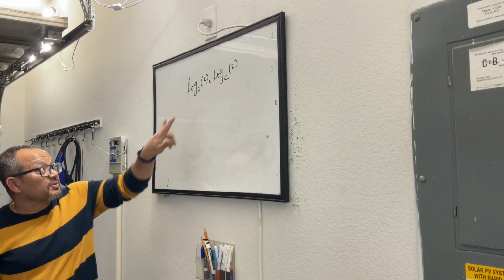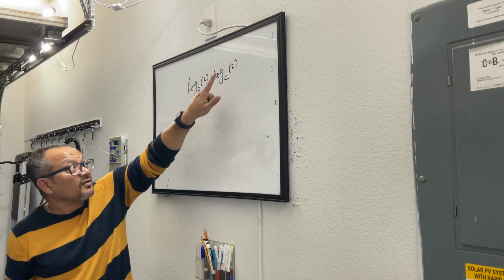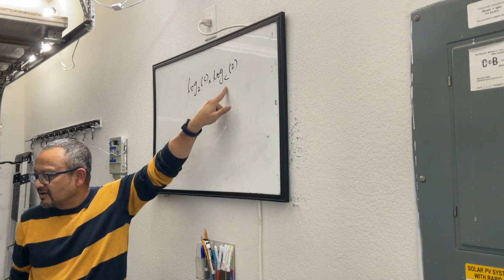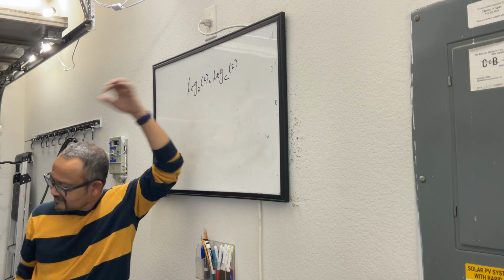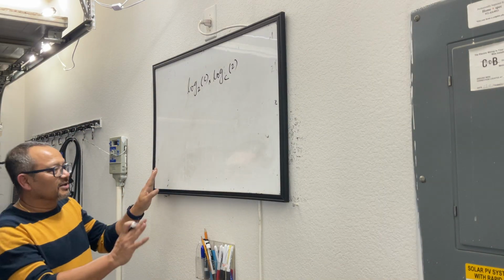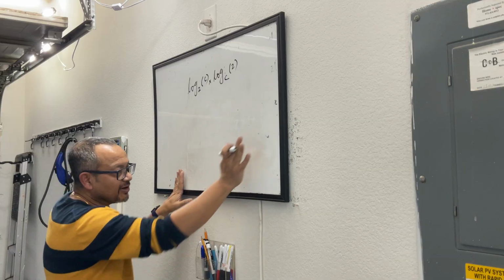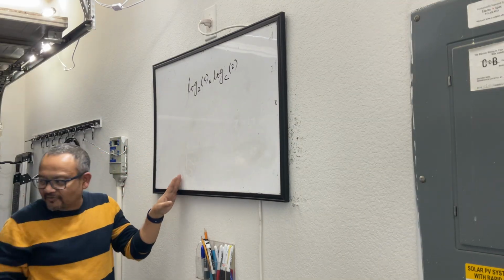I am trying to multiply this log of c base 2 with log of 2 base c. What will that become? Any idea? Let's do it. So are you guys super confused or worried right now, or you're ready to give it a try?